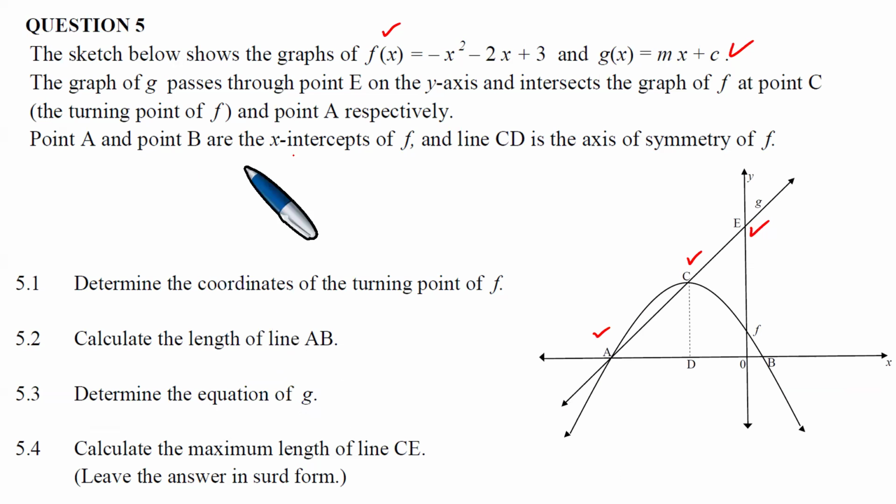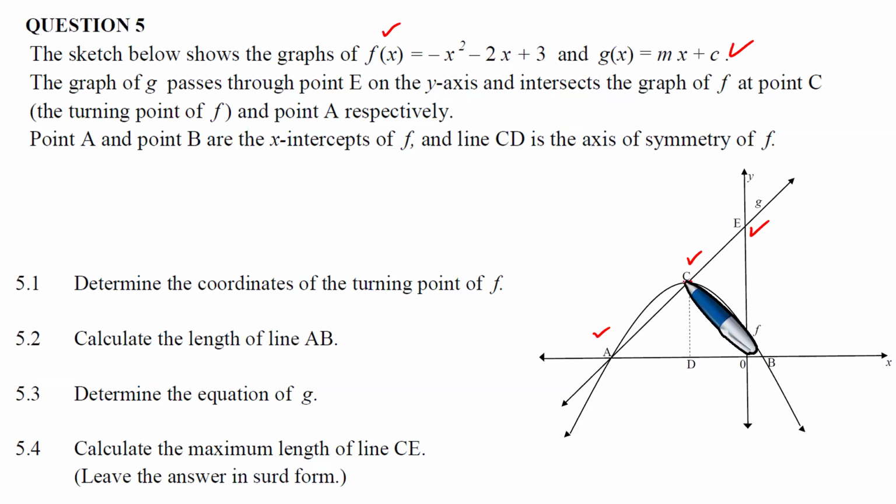Point A and point B are the x-intercepts of f, and the line CD is the axis of symmetry of f. Determine the coordinates of the turning point of f. How do we find the coordinates of the turning point of f? Who knows how to find it?